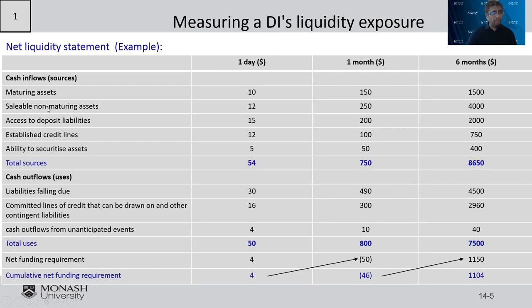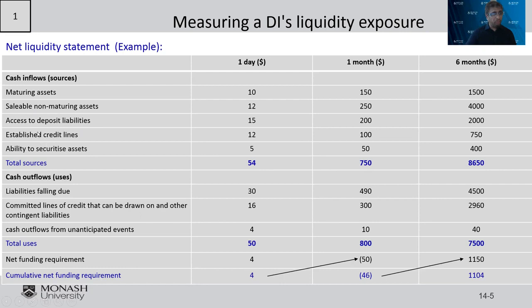This is the sellable. What we call a sellable means that when you sell your assets, if you decide to sell them, this is how much they will give you. And then you have access to deposit liabilities, whether you can actually take deposits, the deposits that will be deposited in your account, either from retail depositors or from the interbank, from other banks.